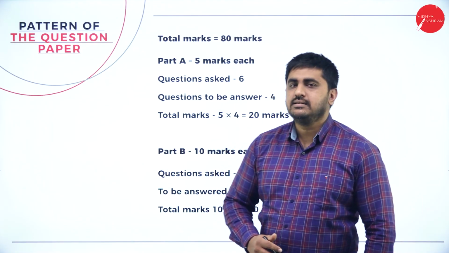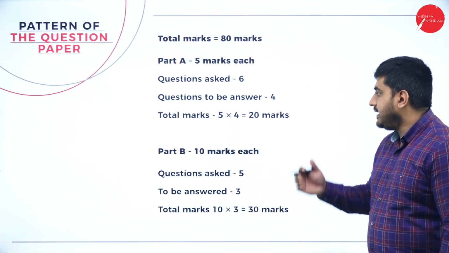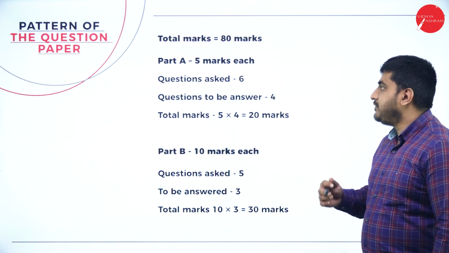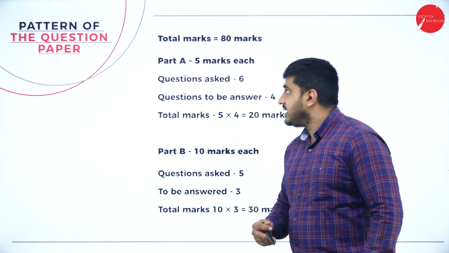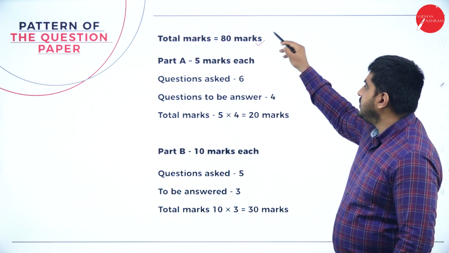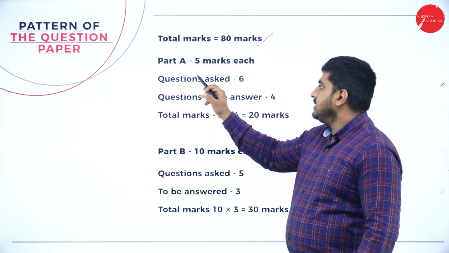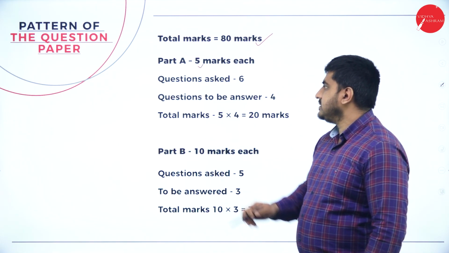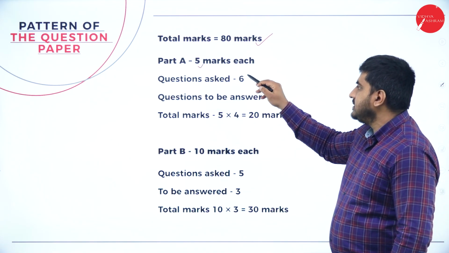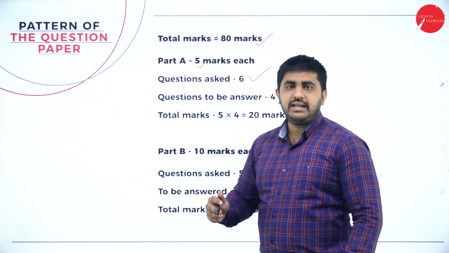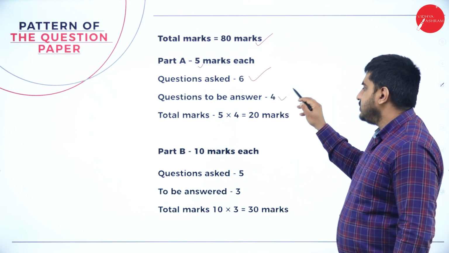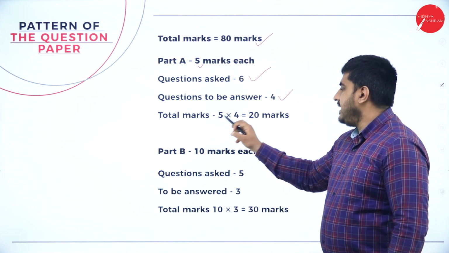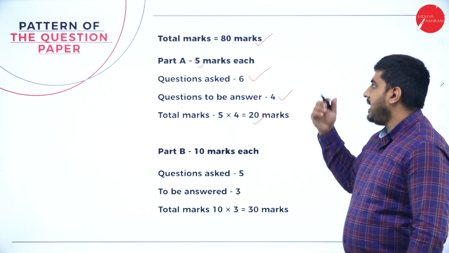So we will start. First, I'll teach you regarding the different parts inside the question paper. The question paper is for 80 marks. In part A, each question will carry 5 marks. There will be 6 questions asked in part A, and out of those 6, you have to answer any 5. So in total you are getting 5 into 4, that is 20 marks in part A.